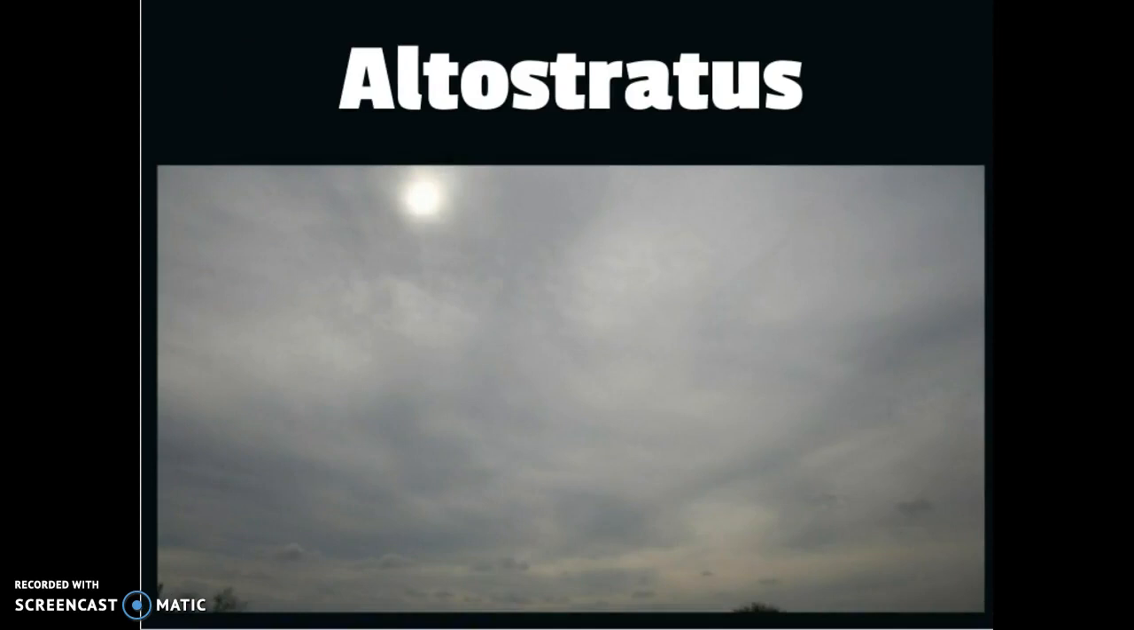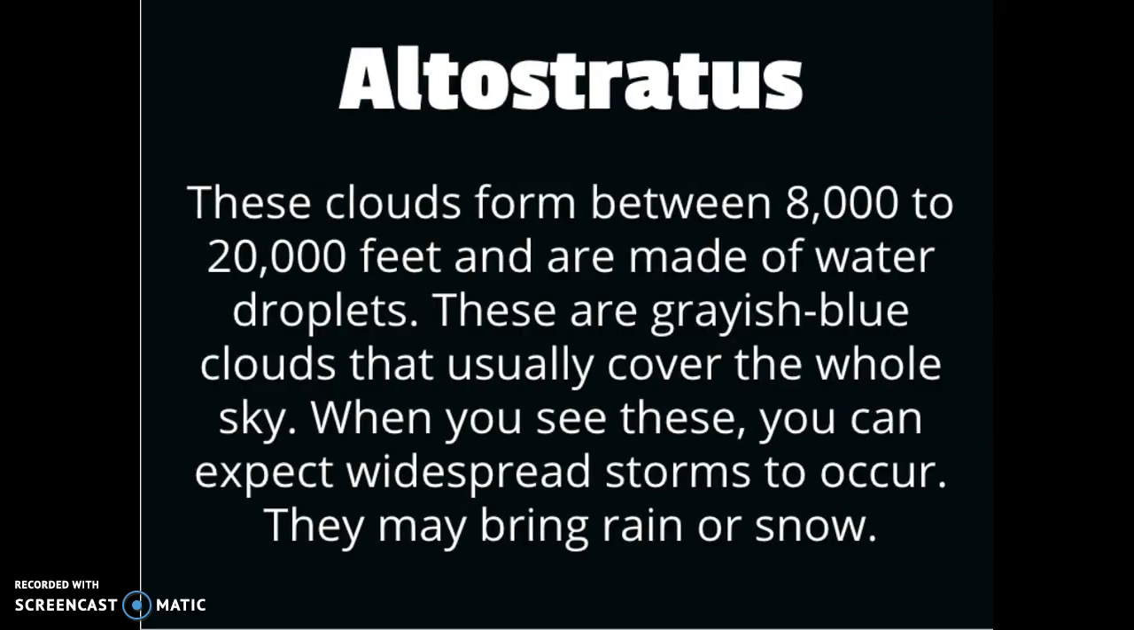Altostratus. I know that these are mid-level stratus clouds, and I thought a stratus cloud would be a mid-level cloud. Not too sure why they put that in its own category. Between 8,000 and 20,000 feet, which is where stratus clouds would form anyway. Made of water droplets. They're grayish-blue clouds that cover the whole sky. Still sounds like a stratus cloud to me. You can expect widespread storms to occur, rain or snow. Not too sure what the big difference between altostratus and stratus is, but there you have it.